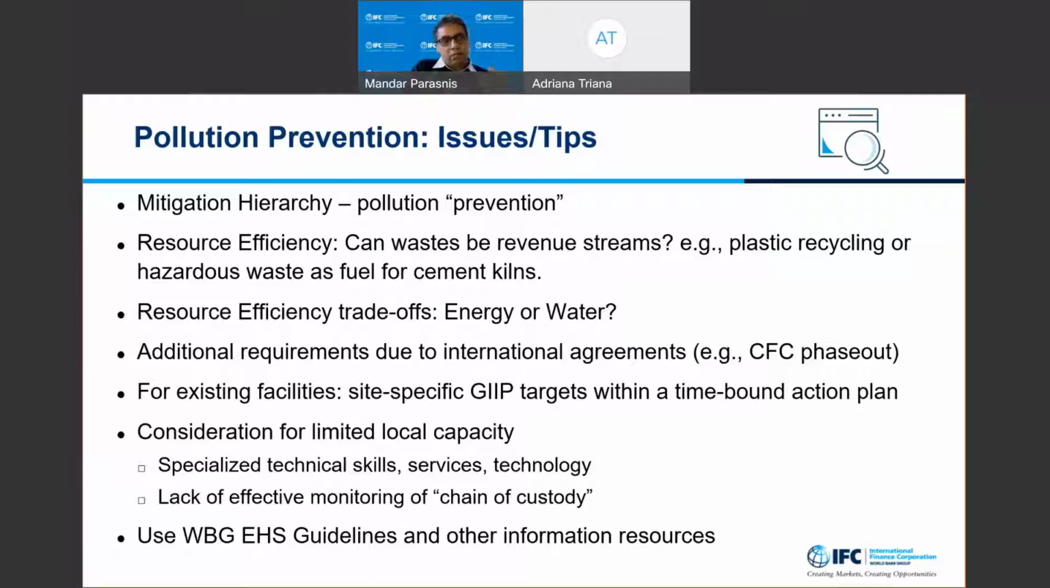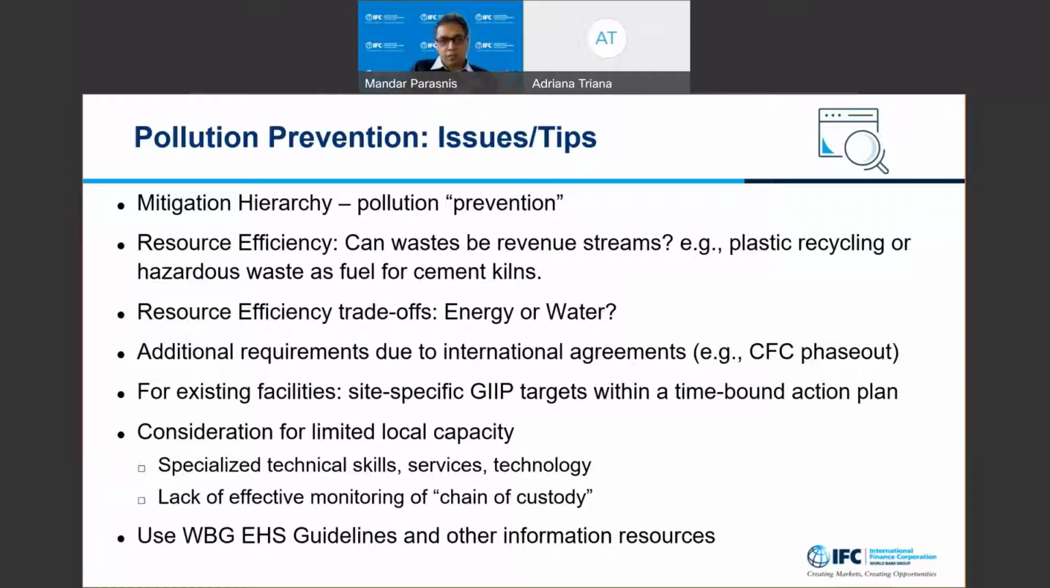But then we also see some interesting issues, like we are going for resource efficiency, and as Adriana mentioned, resource efficiency is not only energy, it's energy, water, raw materials. And then sometimes we encounter, we have to make trade-offs. I'll give you an example.